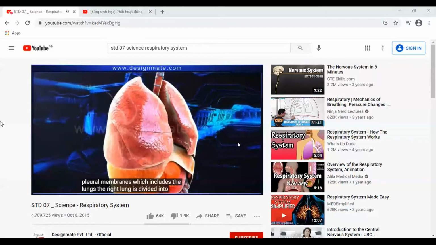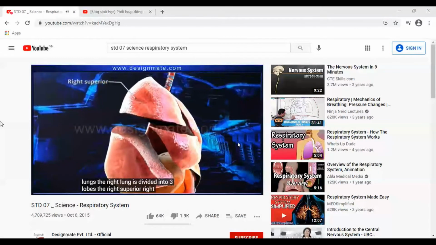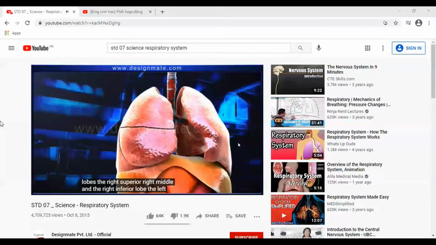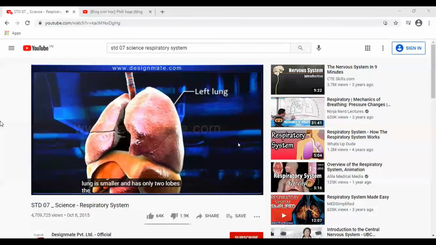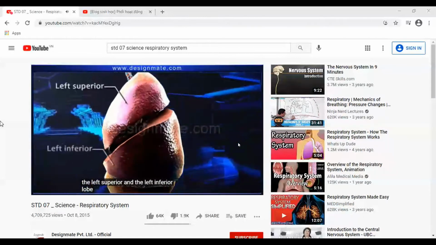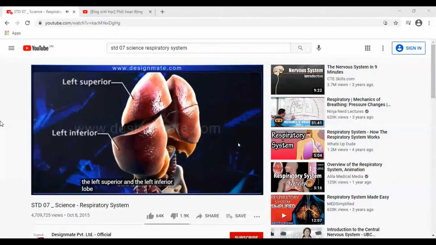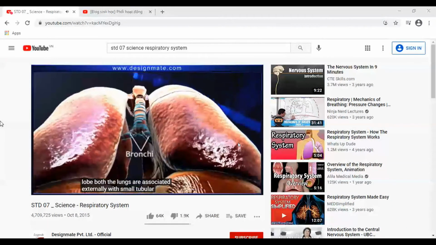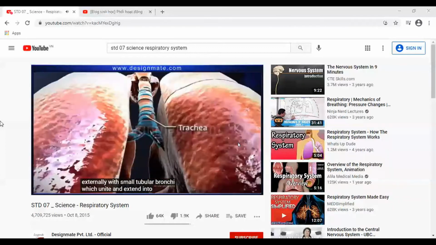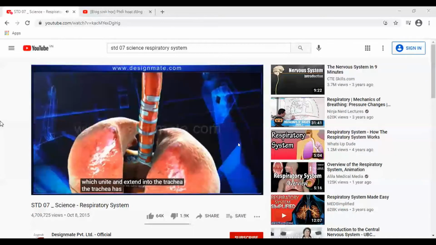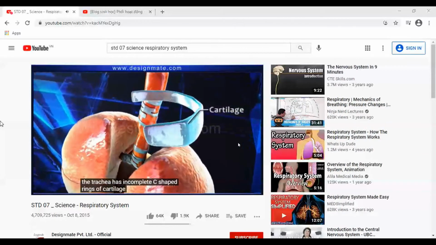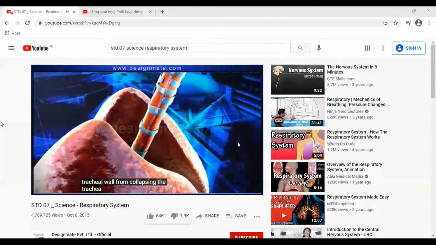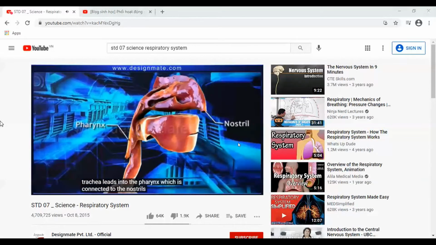The right lung is divided into three lobes: the right superior, right middle, and the right inferior lobe. The left lung is smaller and has only two lobes, the left superior and the left inferior lobe. Both the lungs are associated externally with small tubular bronchi, which unite and extend into the trachea. The trachea has incomplete C-shaped rings of cartilage, which prevent the tracheal wall from collapsing. The trachea leads into the pharynx, which is connected to the nostrils.